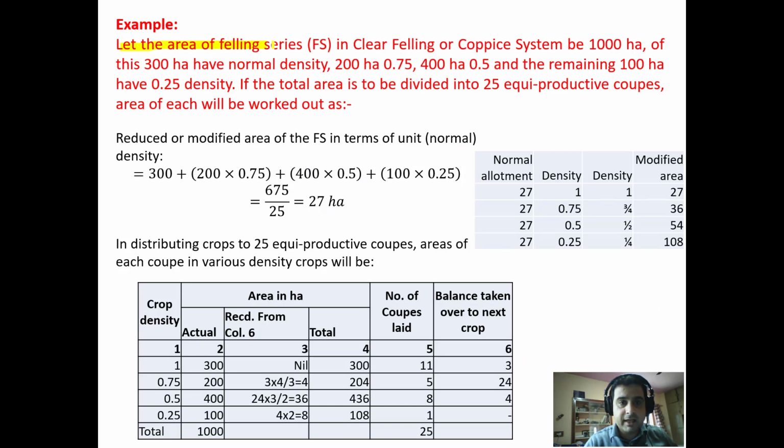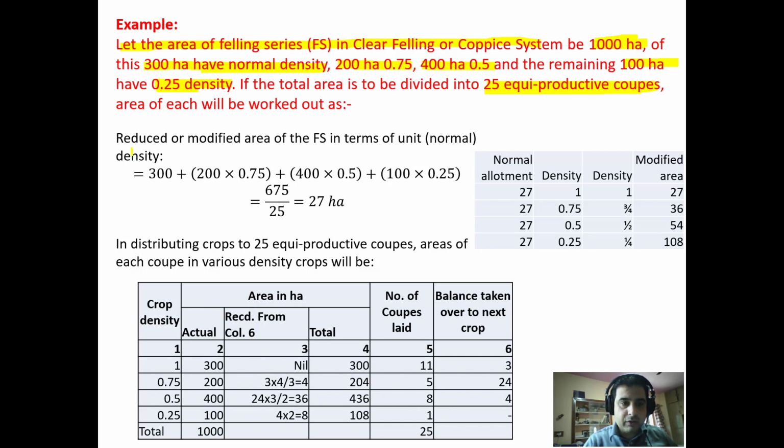Let the area of the felling series be 1000 hectare. Of this, 300 hectare have a normal density, meaning 1, and 200 hectare have a density of 0.75. 400 hectare has a density of 0.5 and the remaining 100 hectare has a density of 0.25. Now if the total area is to be divided into 25 equiproductive coops, not equi-extensive, the area of each will be worked out. We already know that the equiproductive coops do not require to be equal in area or equi-extensive.